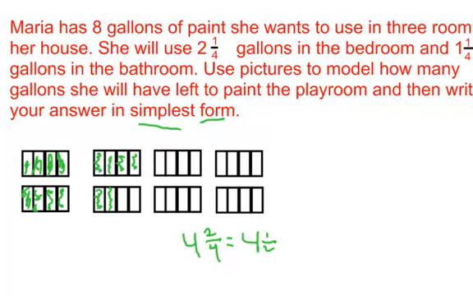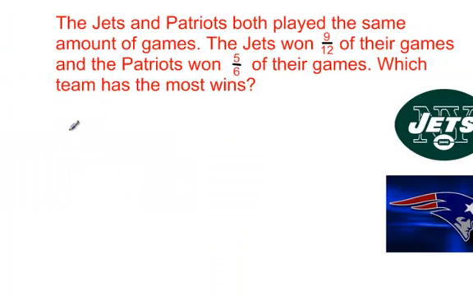Alright, one more problem. The Jets and Patriots both play the same amount of games. The Jets won 9/12 of their games, and the Patriots won 5/6 of their games. Which team has the most wins? Now, obviously, the Patriots have the most wins because they're the best team. But we're going to do the math anyway. So we can do this 2 different ways. We have 5/6 for New England and 9/12, and we're comparing these two numbers.